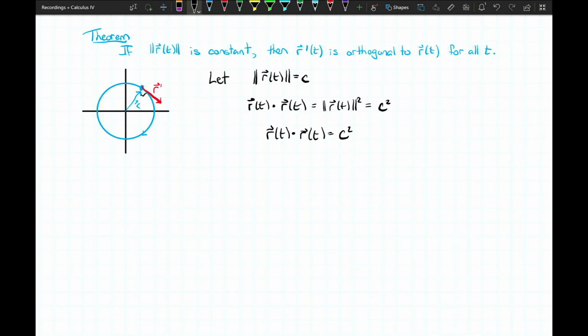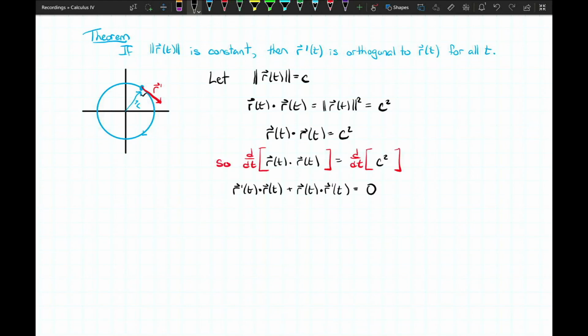We'll start with this equation. We can take the derivative of both sides and use our product rule for the dot product. The derivative of r dot r gives us r prime dot r plus r dot r prime, and we have commutativity with the dot product. So that's simply 2 of these r prime dot r's. We divide by 2, and we see that the dot product between r prime and r is 0. And that's the definition of being orthogonal.